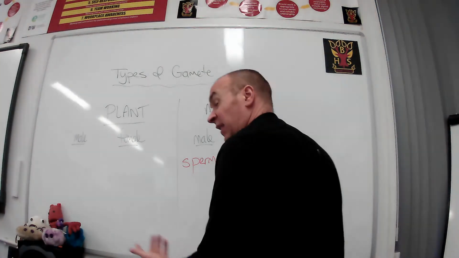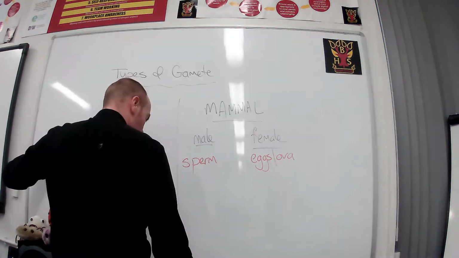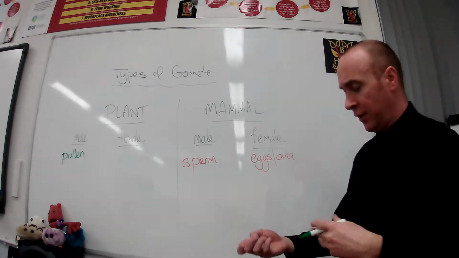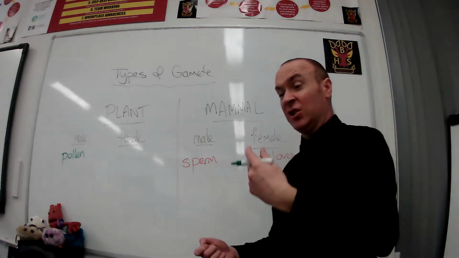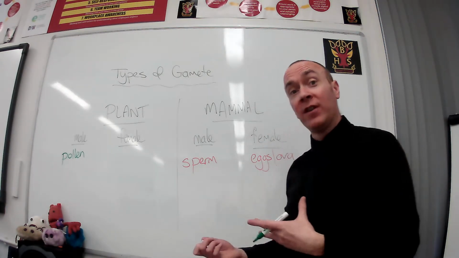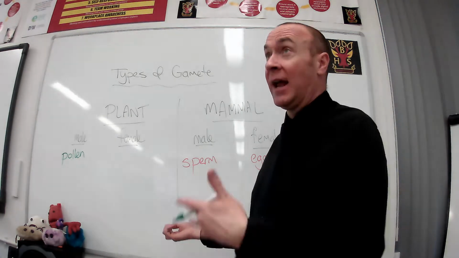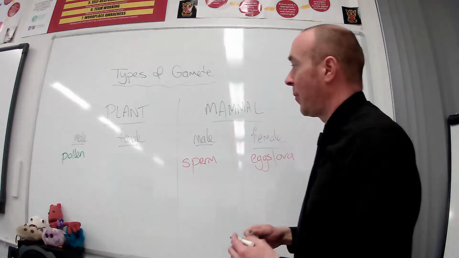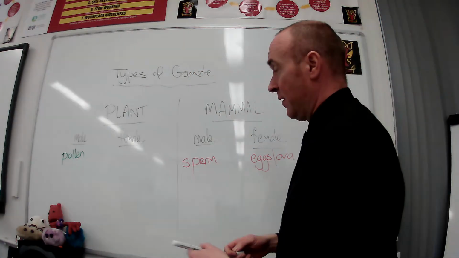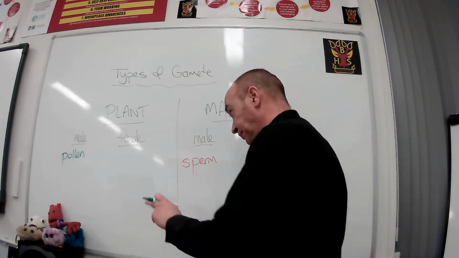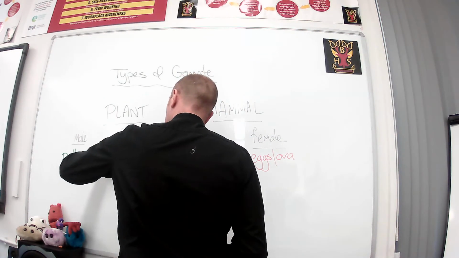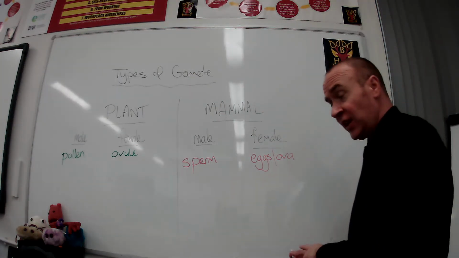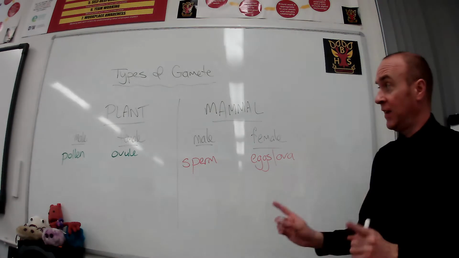In plants, I'll use a different colour, the male gamete is pollen. So when you get pollen on yourself, or you're getting it on your clothes, or it makes you sneeze, what that actually is is the equivalent of plant sperm. It's not plant sperm because sperm's for mammals, but pollen is the male sex cell for plants, obviously found in the flower, which again we'll talk about in a little second. The female gamete in a plant is called an ovule.